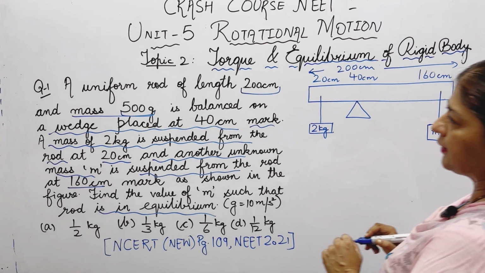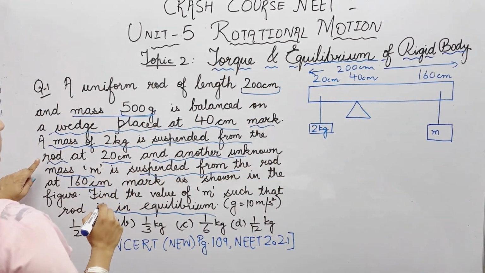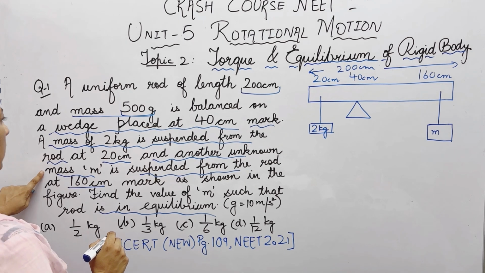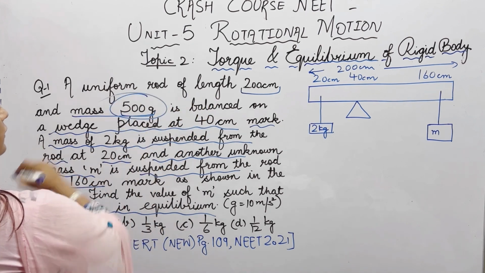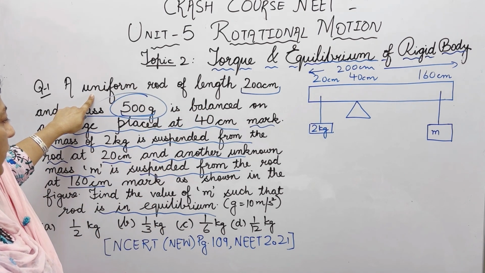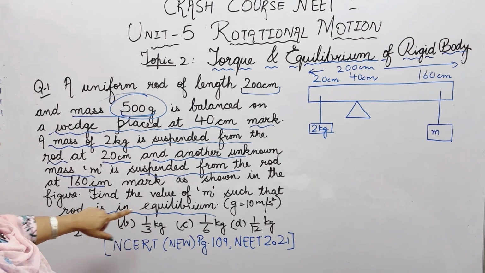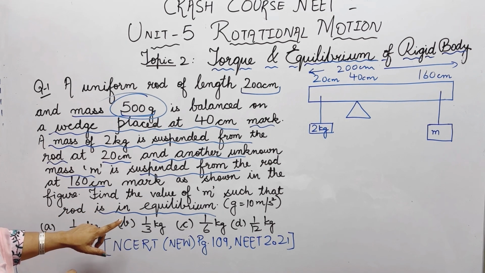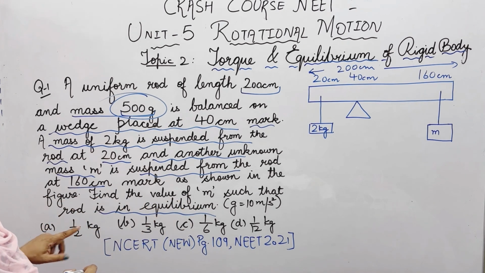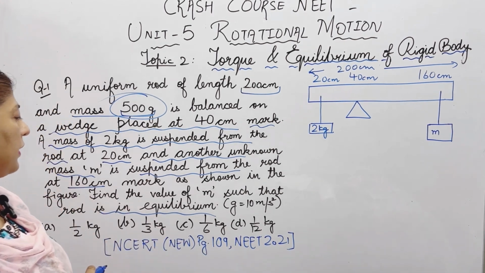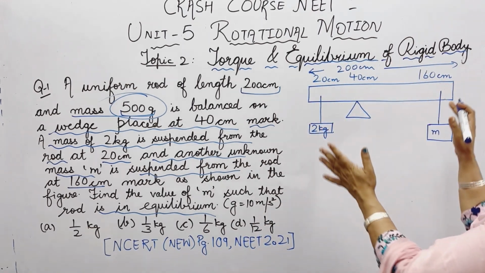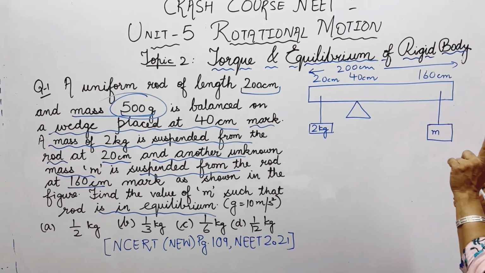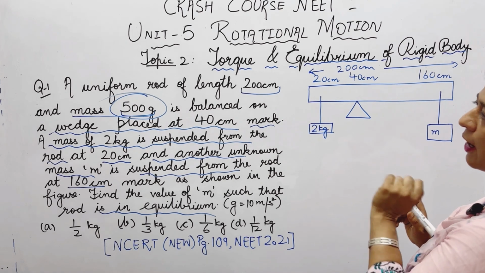Now another thing is, the mass of 2 kg is suspended from the rod and the other is unknown. Along with that, the uniform rod has a mass of 500 gram. Now find the value of m such that the rod is in equilibrium, and g is to be taken as 10 meter per second square. These are the options given, and this question came in NEET 2021. It is on page number 109 of the new NCERT. So whatever has been given is taken in the figure.